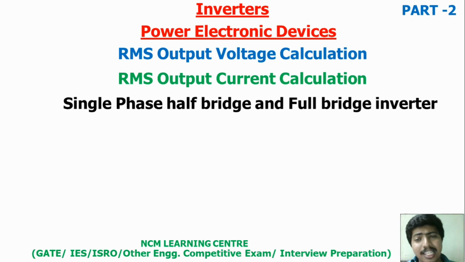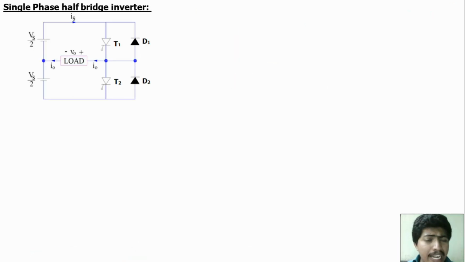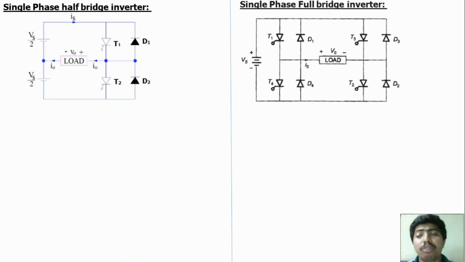Now we will discuss how to find the RMS output voltage and RMS output current for single phase half bridge and full bridge inverters. We know the circuit diagrams for both. The single phase half bridge inverter has 2 bidirectional switches, but the single phase full bridge inverter has 4 bidirectional switches. For the calculation of RMS output voltage, we should know the basic operation of inverters.